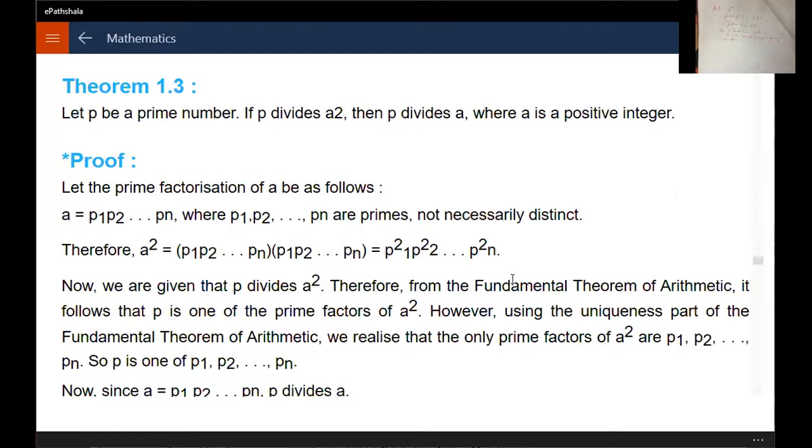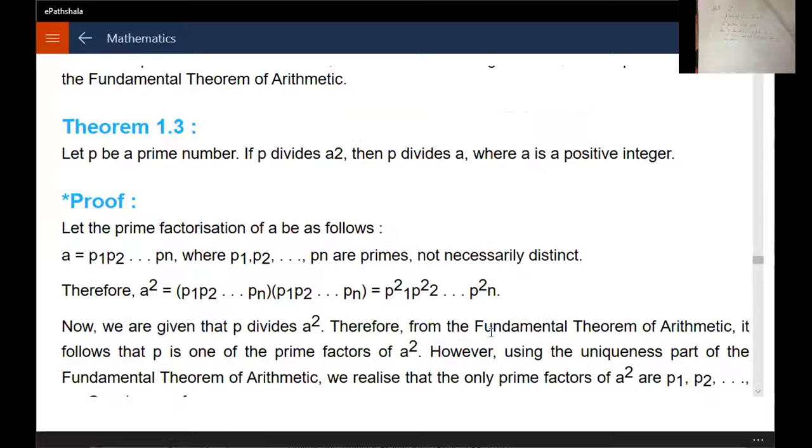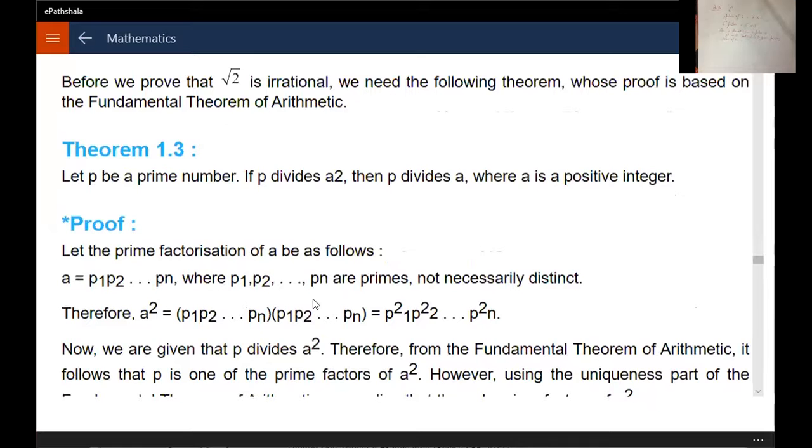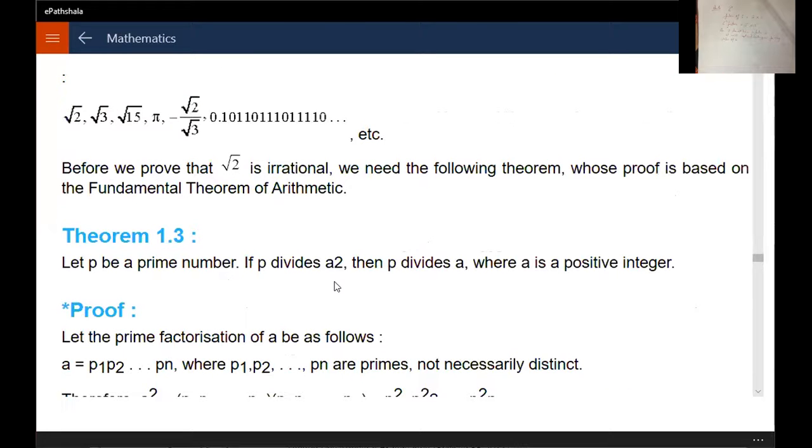Now, let's see the first theorem. Let p be a prime number, if p divides a. The actual theorem is, so again it's not correct over here, I'm stating the actual theorem. Let p be a prime number, if p divides a square. This is actually a square. Then p divides a, where a is a positive integer.